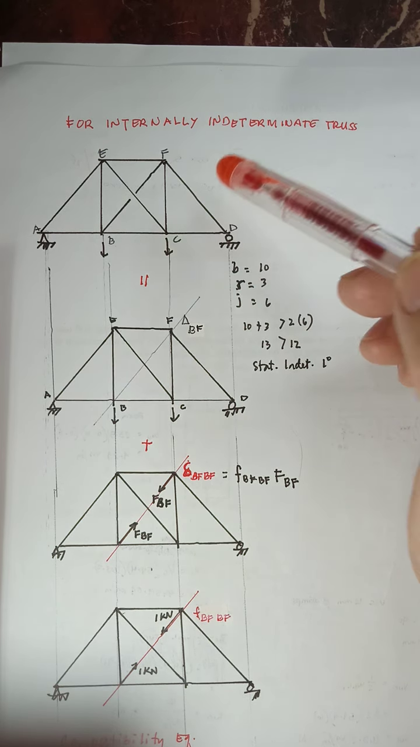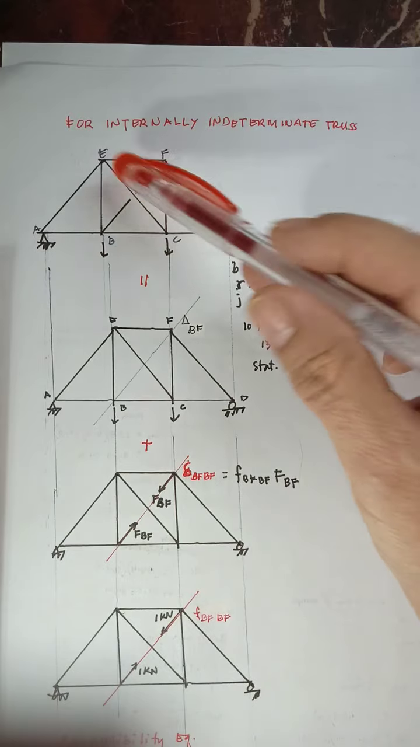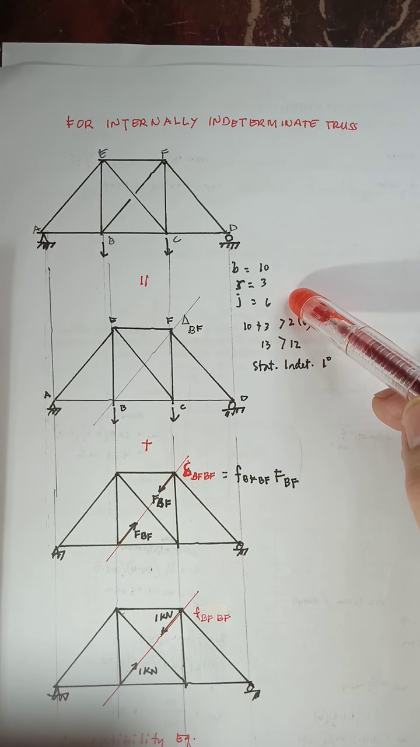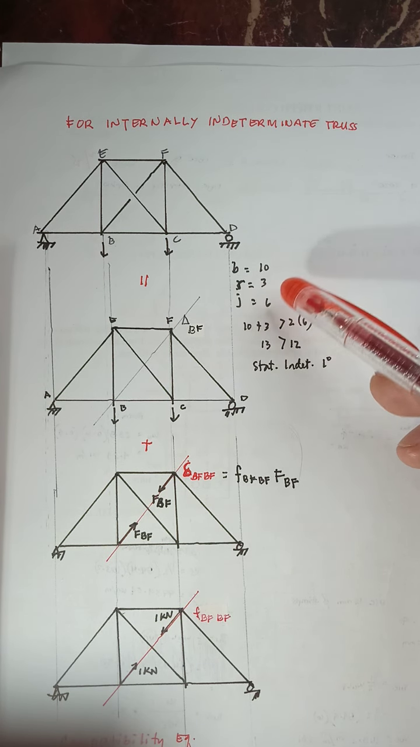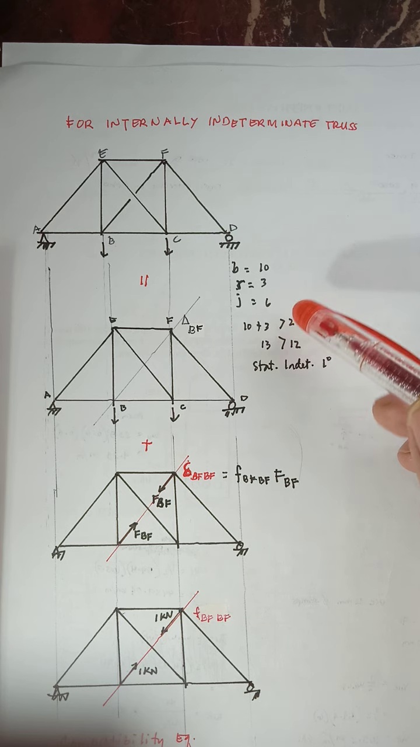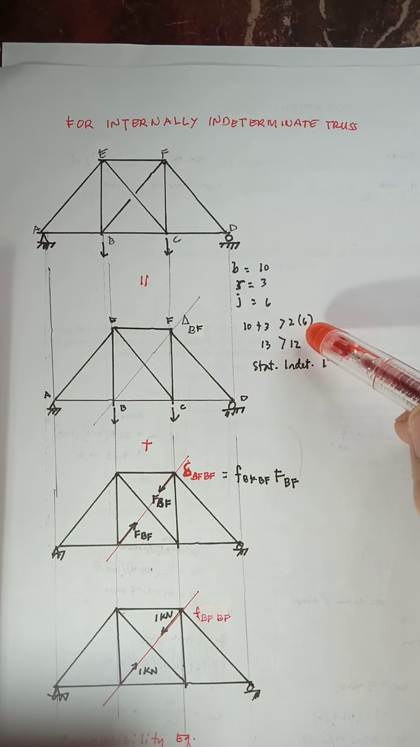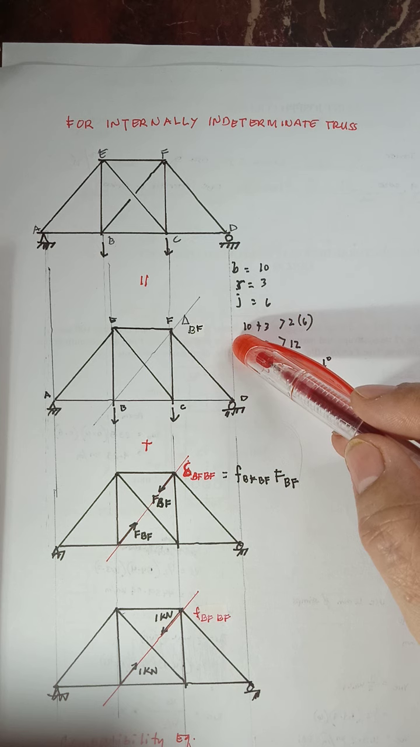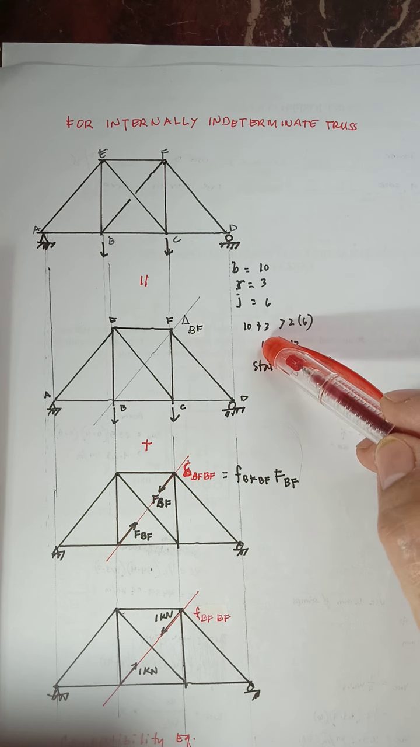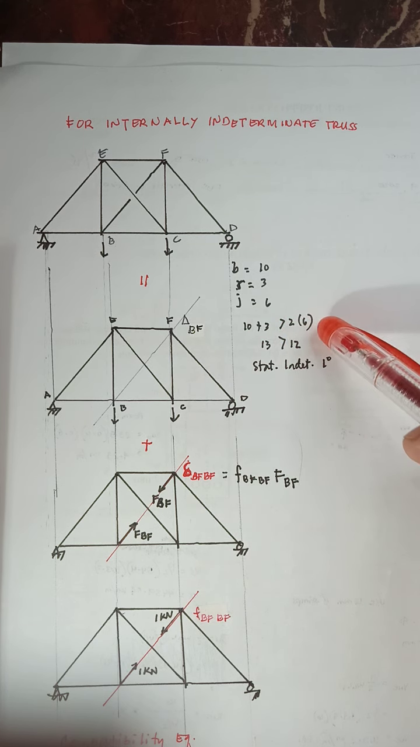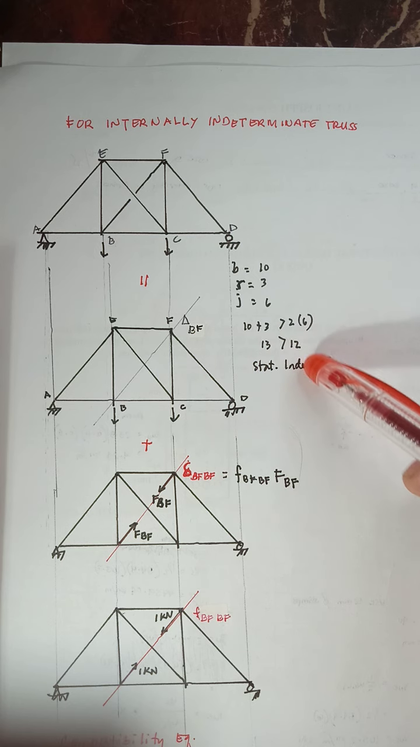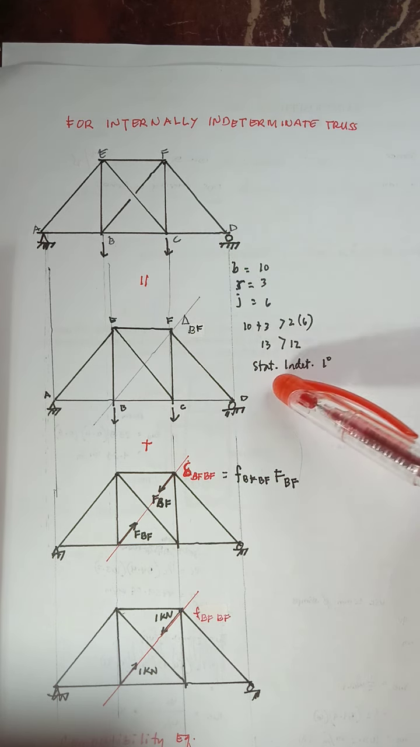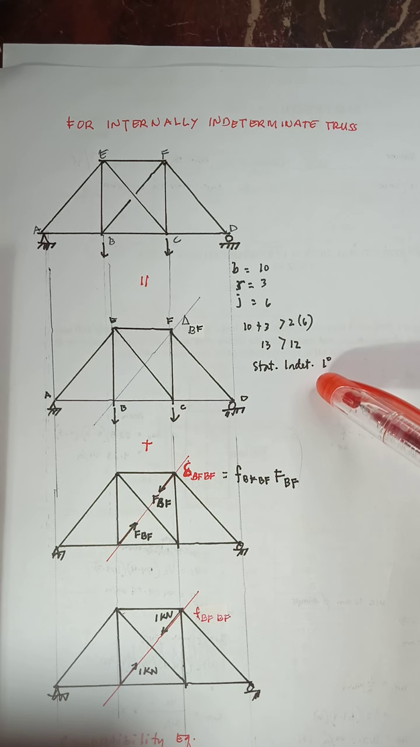The number of joints: 1, 2, 3, 4, 5, 6. So our criterion is B plus R is equal to or greater than 2 times J. So we have 10 plus 3 is greater than 2 times 6. So 13 is greater than 12. Therefore, this truss is statically indeterminate to the first degree.